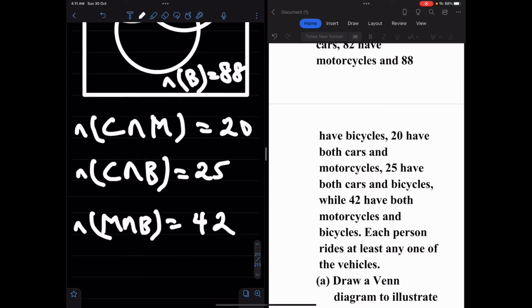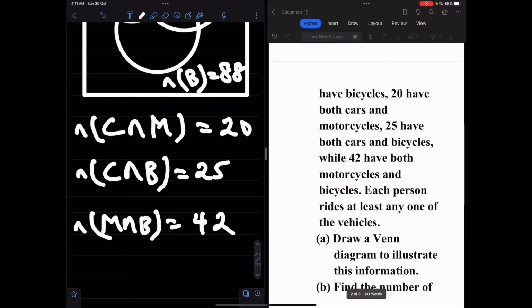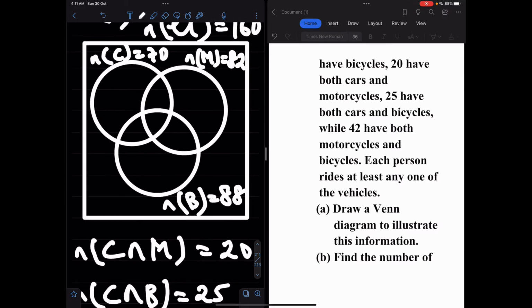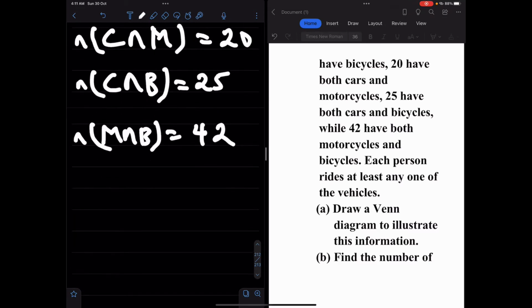Now the next is each person. Okay, we read further. Each person rides at least any one of the vehicles. So there was nobody who didn't have at least one of the vehicles. Now draw a Venn diagram to illustrate the information. We already have that. Now to question B.